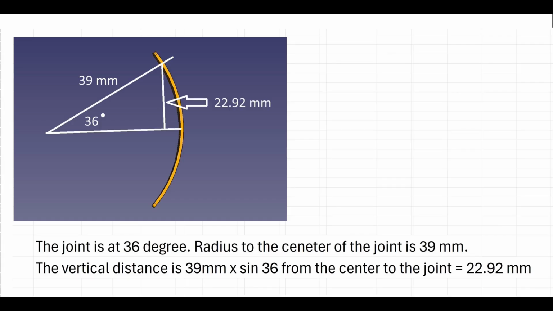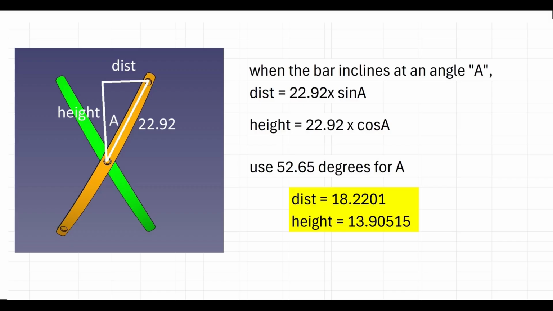The next step is to set up relationship between these bars so they can join properly. The center of the upper joint is set at 36 degrees. So the vertical distance is 22.92 mm from the center to the joint. When the bar inclines at certain angle, the distance and height can be calculated by sine and cosine. These are not the distance along the curved bar. They are projected distance on a plane surface.